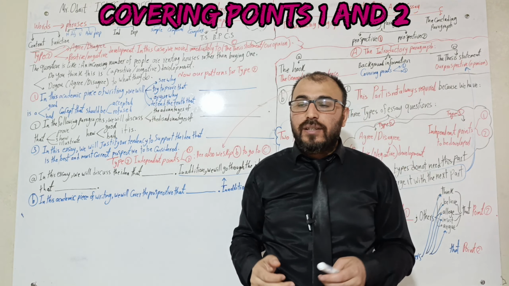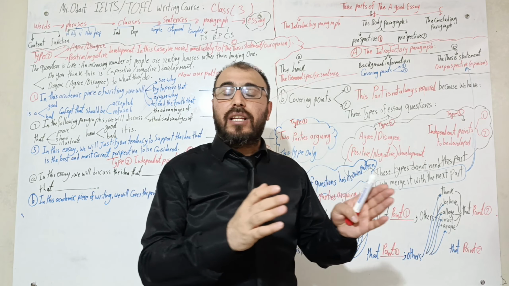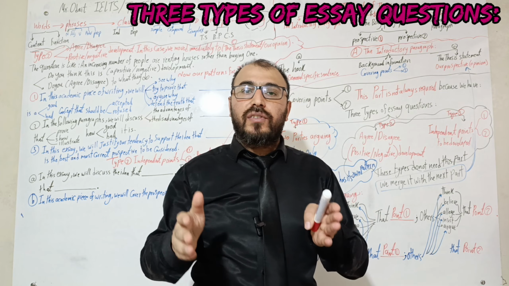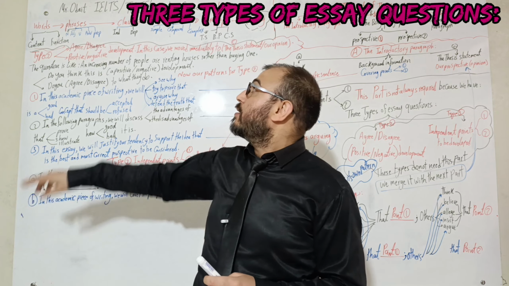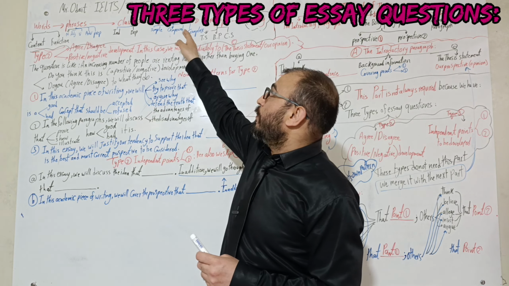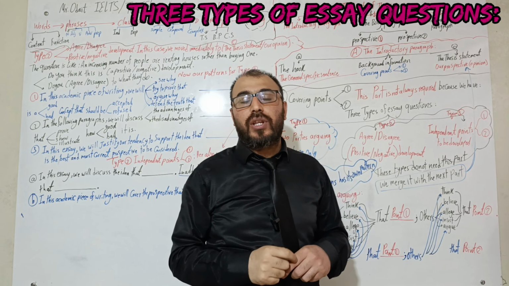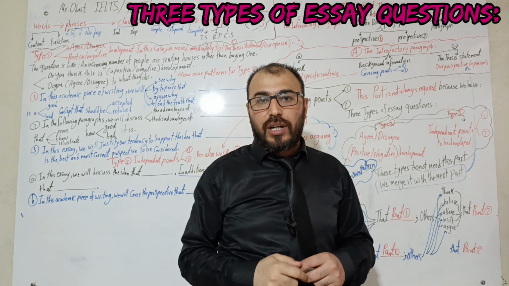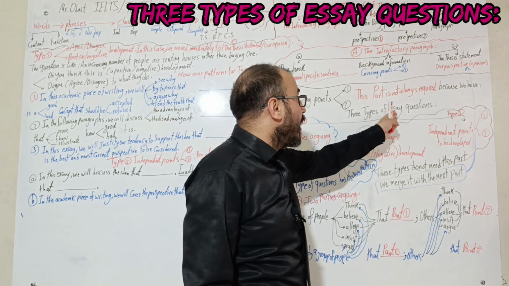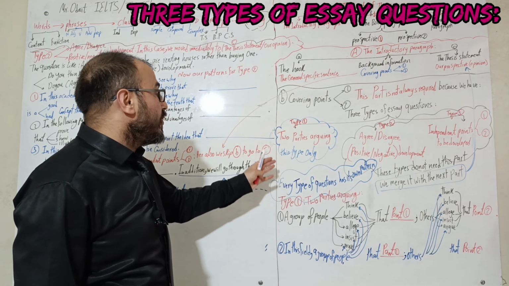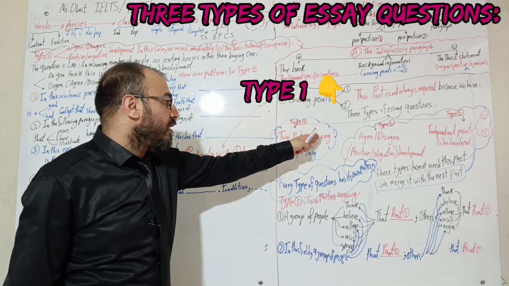To understand the reason, we should first understand the types of questions we are going to go through in the IELTS or the TOEFL or proficiency exams, especially when they ask us to write an essay. Generally, as you see here, we have three types of essay questions. The first type is called two parties arguing.